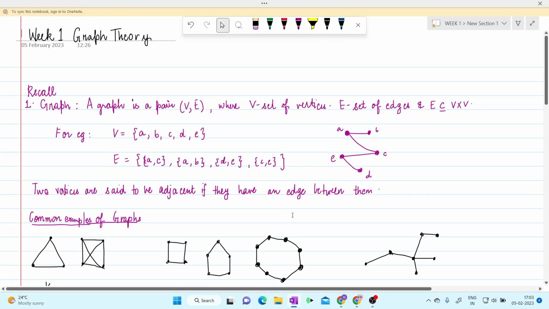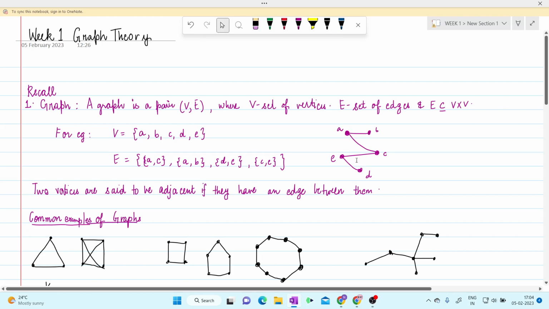The first week was about the introduction to graphs. So what is a graph? A graph is a pair given by a set of vertices and a set of edges. So it is a pair (V, E), where V refers to the set of vertices and E refers to the set of edges. By edges we mean a subset of V cross V.